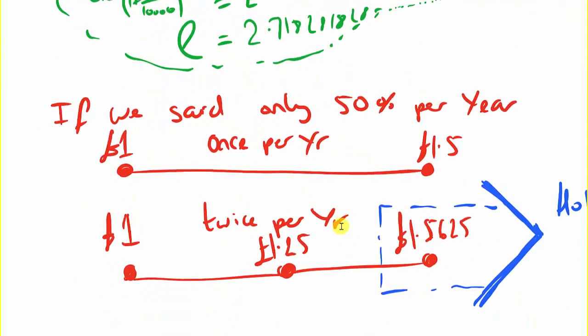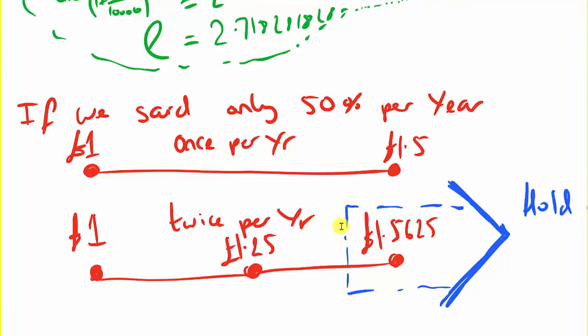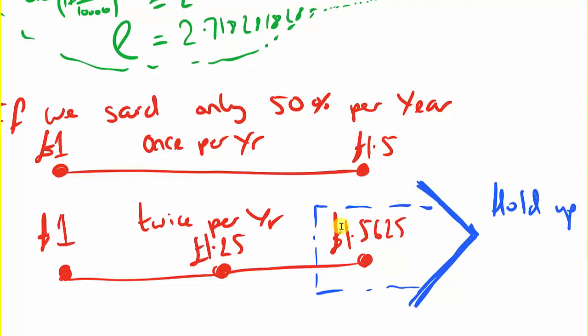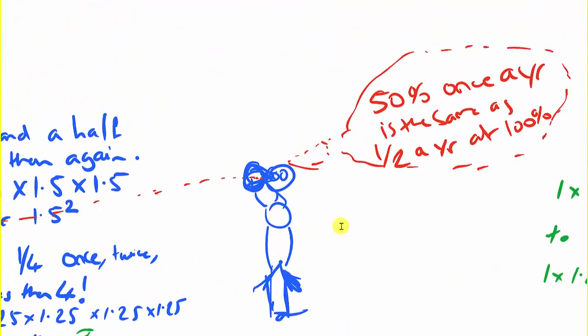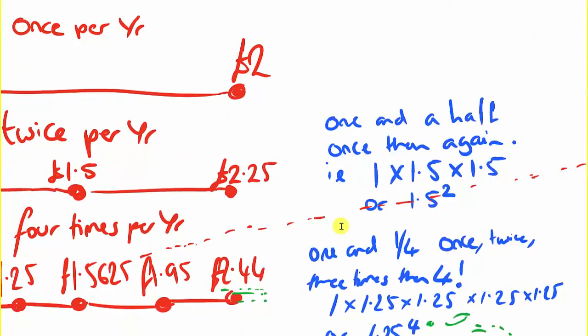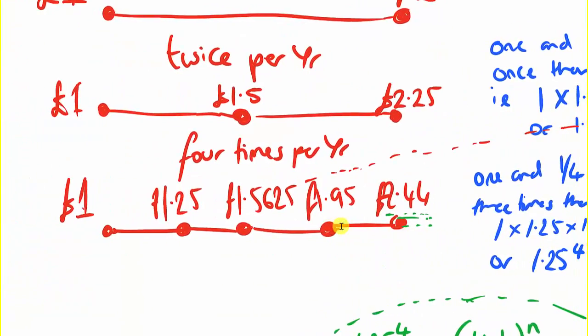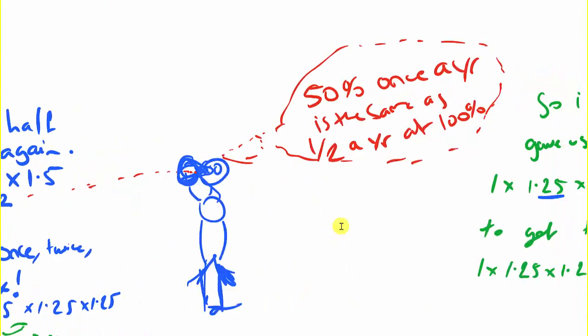What would happen if I did it twice a year? Well, I would get 50% at the end of the year, so I would get 25% twice a year. So I'd get £1.25 the first time, and then I'd get 1.25 of £1.25 the second time, which is 1.5625. But I recognise this number. Let's just go back to, here we are, 50, here we go. See, the guy spotted it over here. That's the same as halfway through a year at 100%. So 50% at the end of 1 year is the same as halfway through a year at 100%.